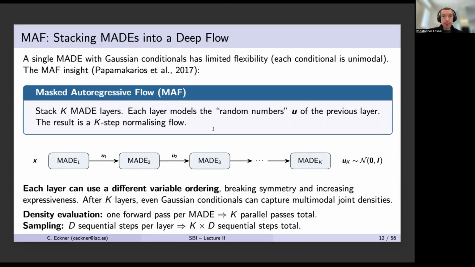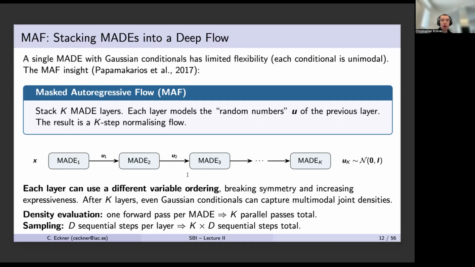Yes, and what you would do, as I said, is to stack many of these MADEs into a flow-like architecture so that eventually they become very expressive, because you have many of those layers that do these affine transformations. In the end, you have an expressive normalizing flow that can go from a simple standard normal distribution to a complex posterior like you need for your problem. In principle, as it's stated here, each layer can have a different variable ordering, and this will also break the symmetry and increase the expressiveness of your normalizing flow.